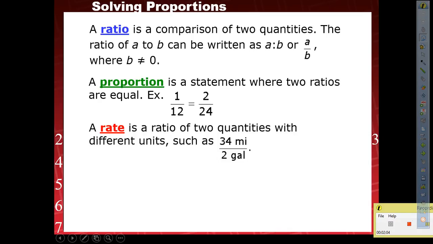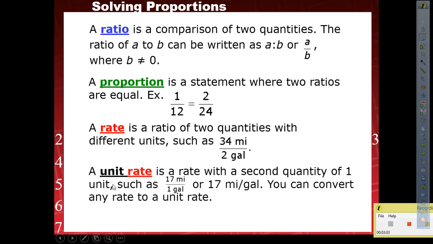The last one, a unit rate, is when we reduce those to lowest terms, where one of the values is a 1. For example, look at this one. The rate that was given was 34 miles and 2 gallons. If we reduce that to one gallon, then the miles is 17. This is a unit rate. Is it coming back a little bit? Kind of, sort of? Okay.